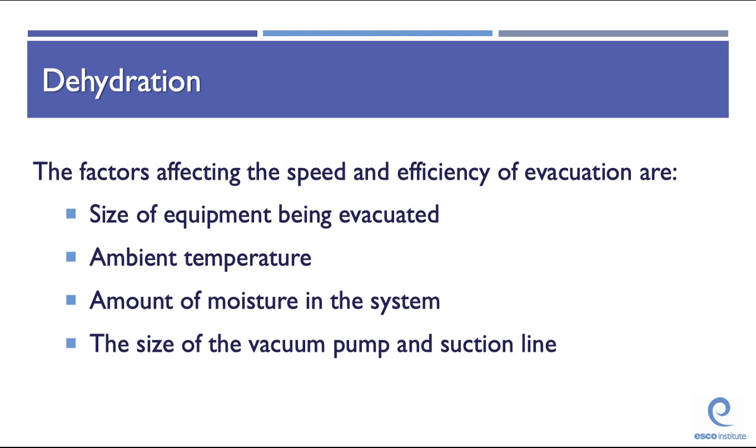The factors that affect the speed and efficiency of evacuation are size of equipment being evacuated, the ambient temperature, the amount of moisture in the system, the size of the vacuum pump and suction line. In addition, vacuum lines should be equal or larger than the pump intake connections. The piping connection to the pump should be as short as possible and as large in diameter as possible. You want to move as much air and gases as possible.